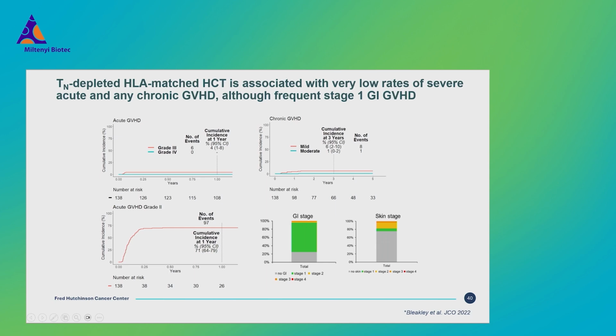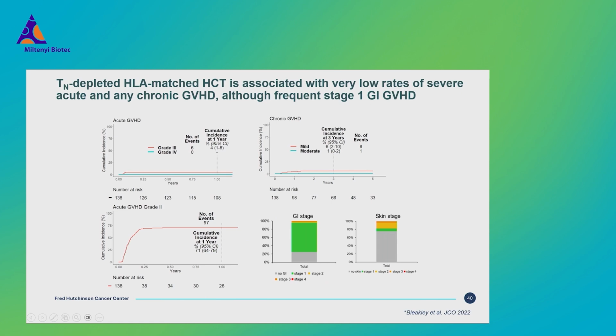A key question in these clinical trials was whether selectively depleting naive T cells would reduce the rate of graft-versus-host disease. And what we saw was interesting. We found a very low rate of serious acute graft-versus-host disease, with only 4% grade 3 and no grade 4 acute graft-versus-host disease. We also saw an exceptionally low rate of any chronic graft-versus-host disease of 7%, including 1% moderate and no severe. Of note, we did see less serious acute graft-versus-host disease in the majority of patients.